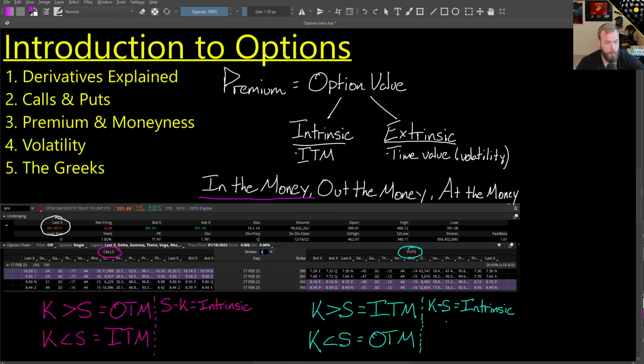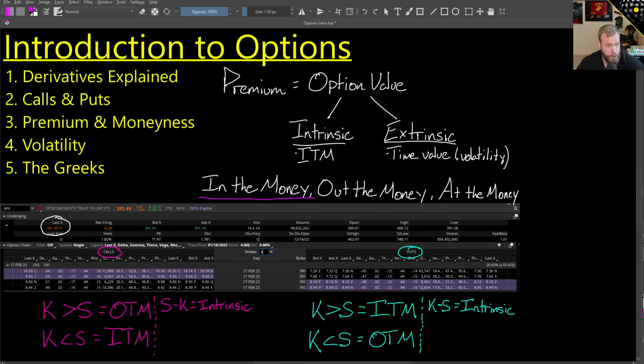So let's move over now to puts very quickly. For puts, it is just the inverse. Everything is going to be flipped. So if the strike price is greater than the security price, it's in the money. In this case, we have this 392 strike price. The security is trading at 391.49. Is 392 greater than 391.49? Yes, it is indeed. So that is in the money.